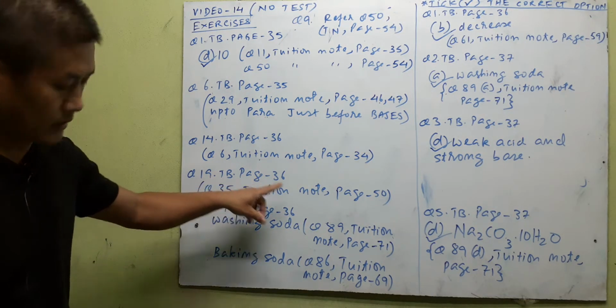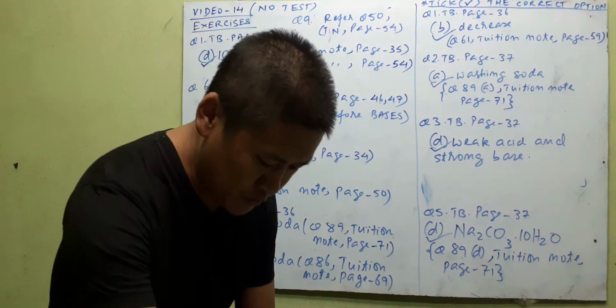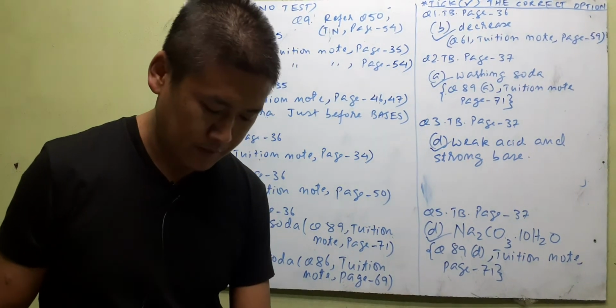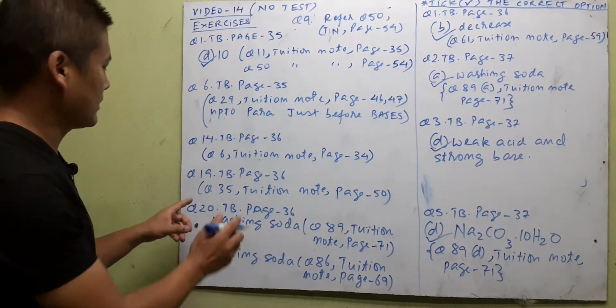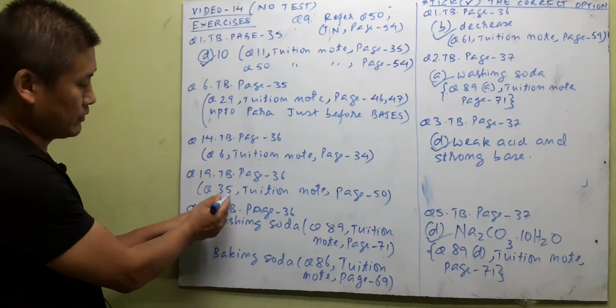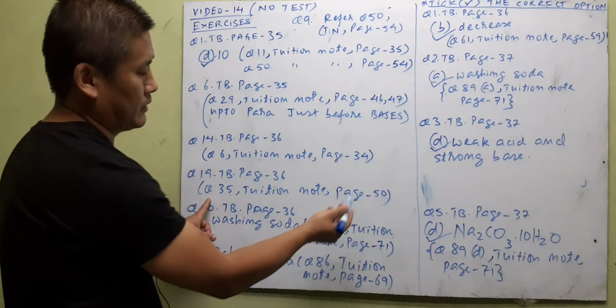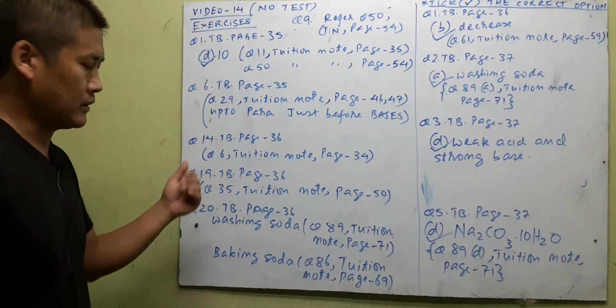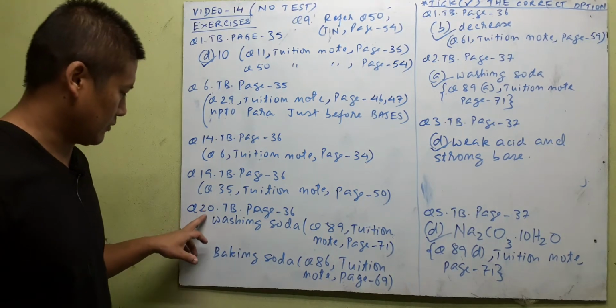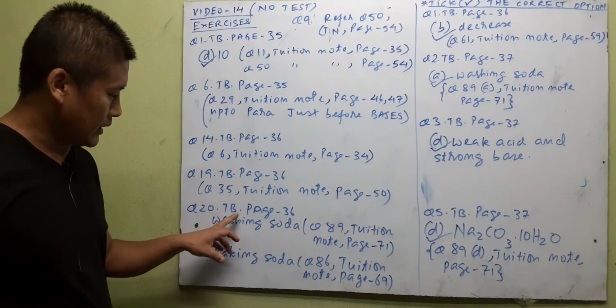Okay, textbook page 36. Let me read the question. What is neutralization reaction? Give 2 examples. Exactly the same question, 35, right there on your textbook, tuition note, page 50. There are 2 examples there. What is neutralization? Exact question answer, so no need to explain. Question 20, textbook, page 36.